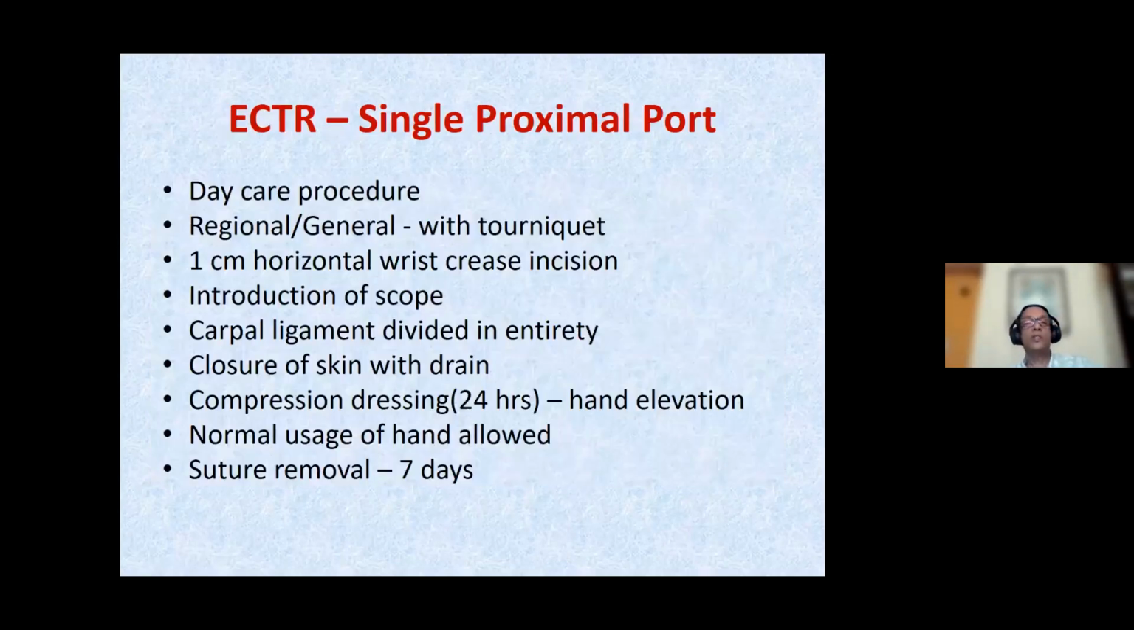Now coming to endoscopic carpal release. Now this is again a daycare procedure, but usually done under regional or general anesthesia so that you can use a tourniquet, because that's a little essential in this, but you could still do it under local.